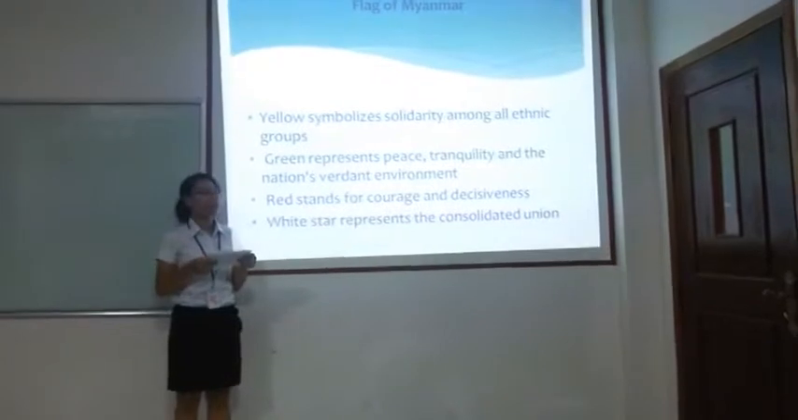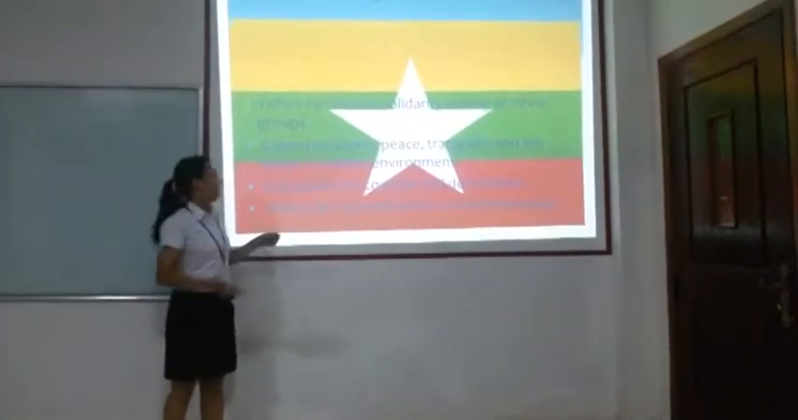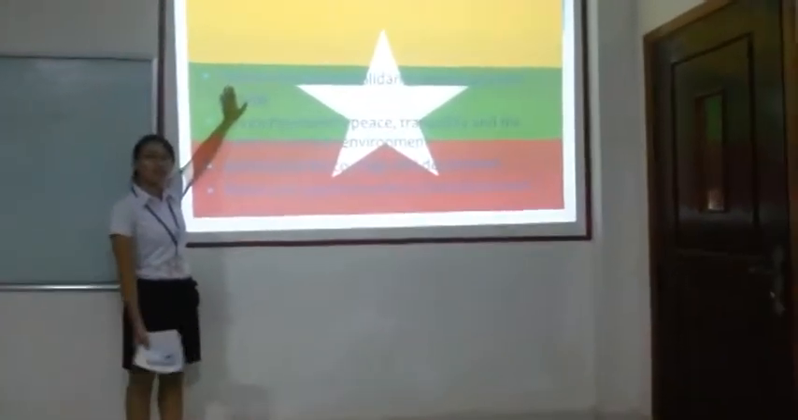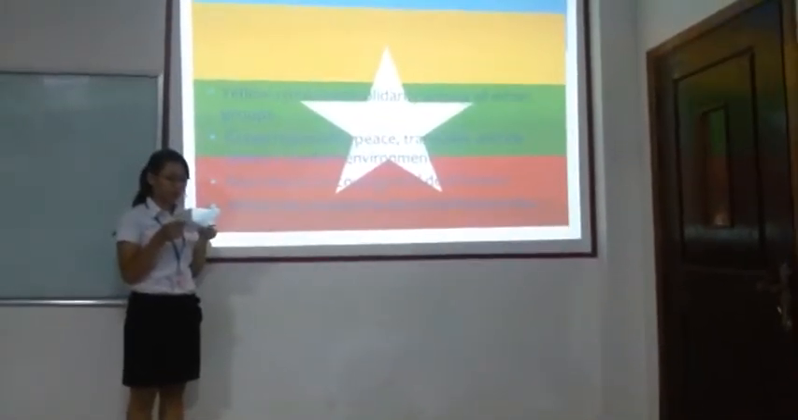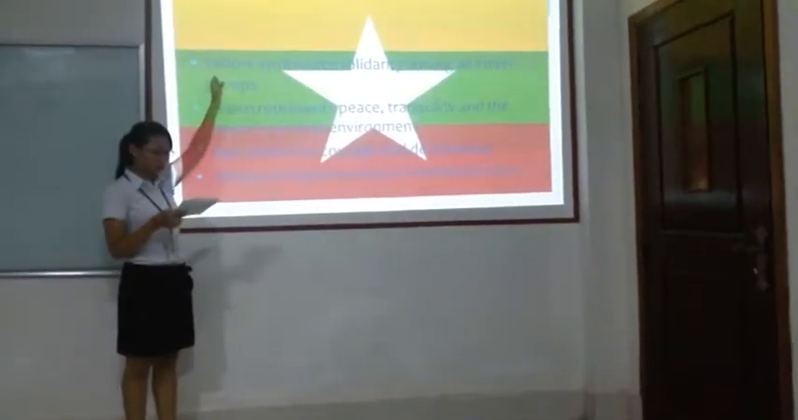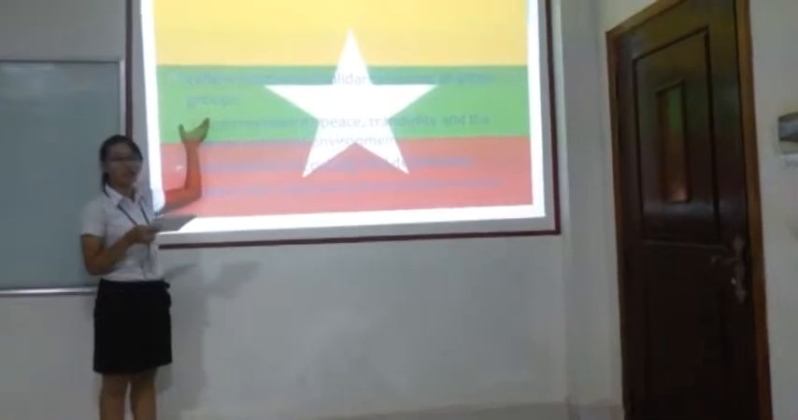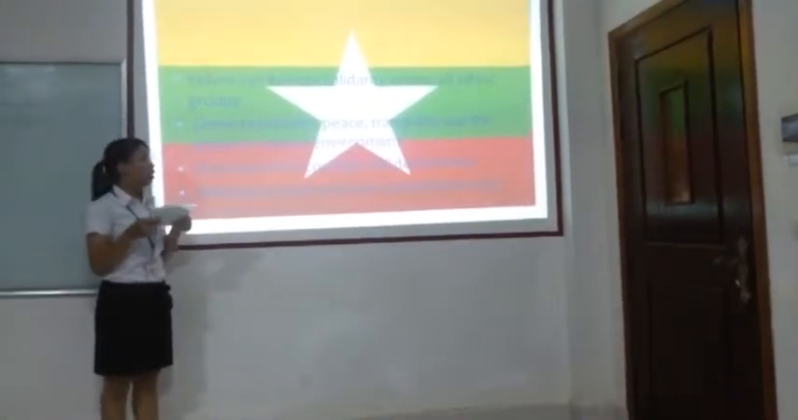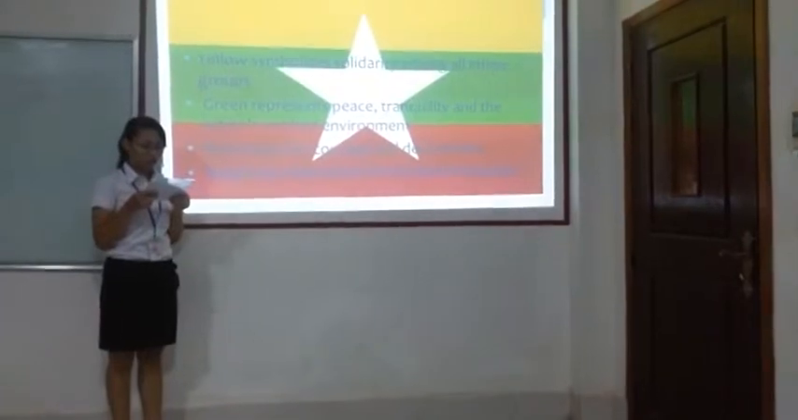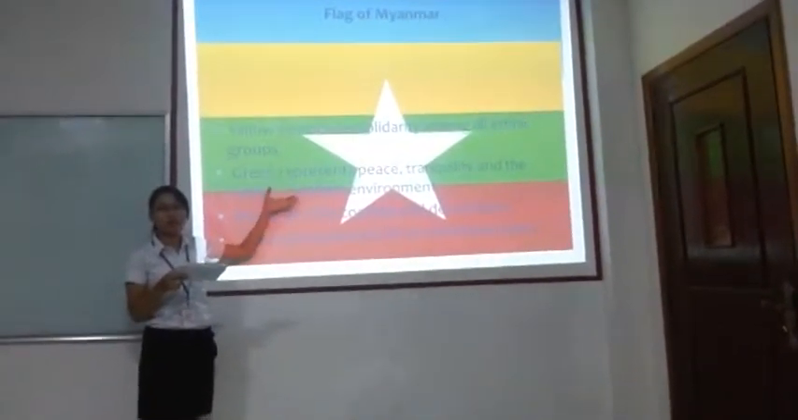For this slide, I would like to talk about the flag of Myanmar. As you see in the slide, we have three colors in this flag. The top is yellow, and the yellow refers to the symbol of solidarity and bravery, because in Burma or Myanmar, we have more than 100 groups. The second color is green, representing peace, tranquility, and a green environment. So green represents peace in Myanmar or Burma.